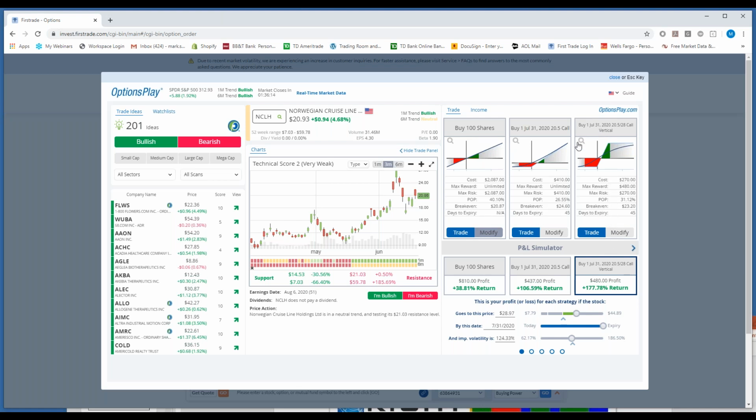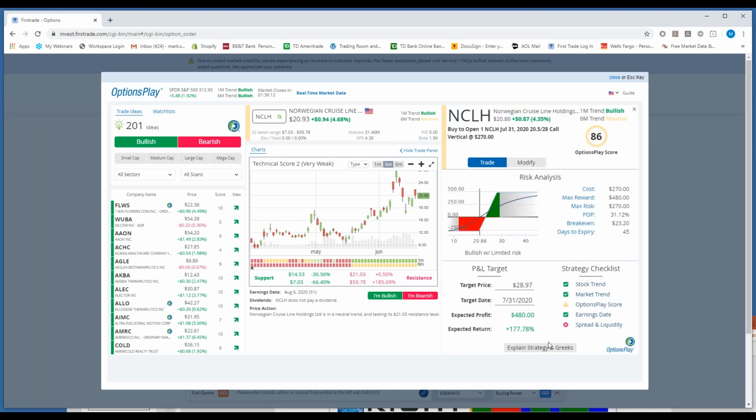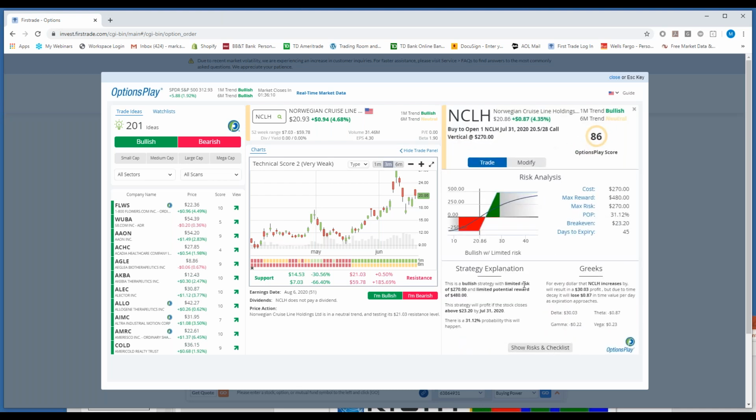And if we look right here, look at the Greeks. We got a 31% probability. Here's our risk, and here's our reward. A little under 2-to-1. And that's a terrific risk to reward. So I hope this gives you some contextual understanding of what we're looking to do.